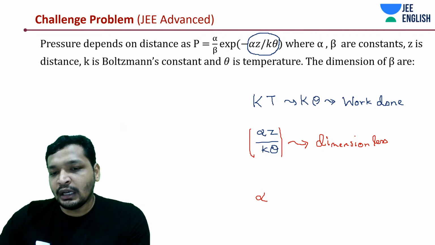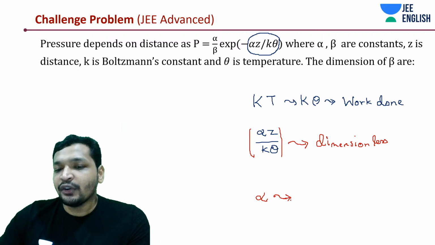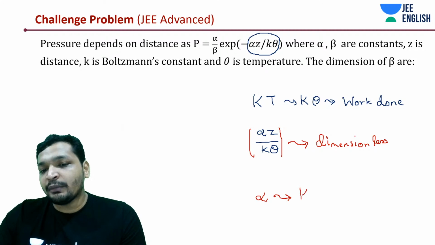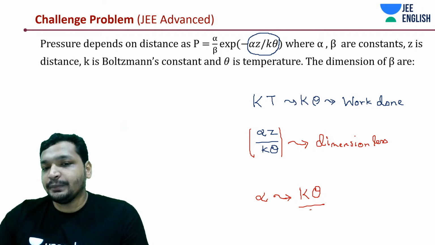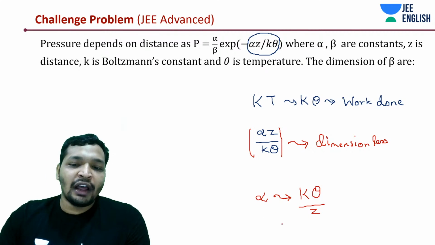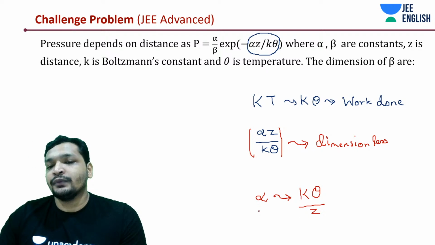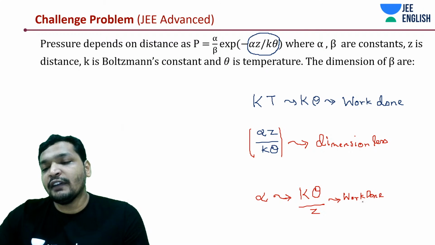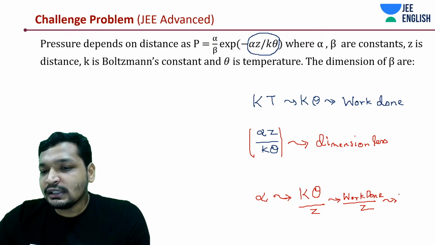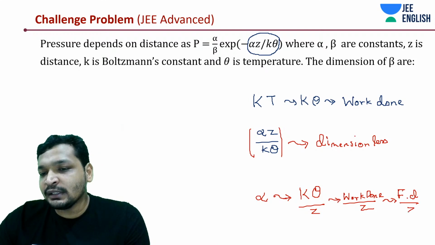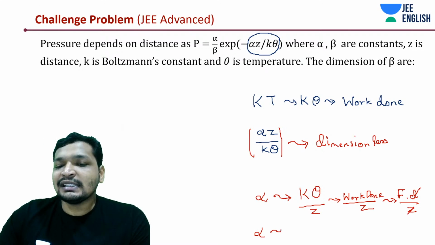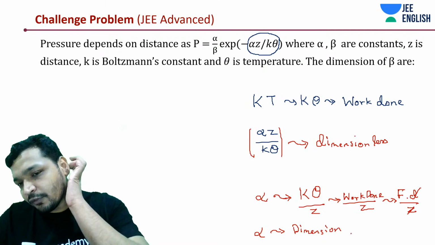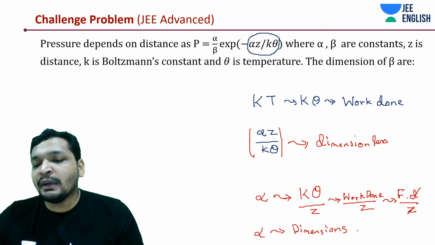And this is work done. I'm just writing in terms of dimensional formulae, so that's why I'm using this arrow, else I could use is equal to, or sometimes proportionality, but constants can have units, so I'm not doing it. So kθ divided by z. The dimension of α should be kθ divided by z. This is work done divided by z, and work done is force into displacement, divided by some z. So the dimensions of α are the same as the dimensions of force.